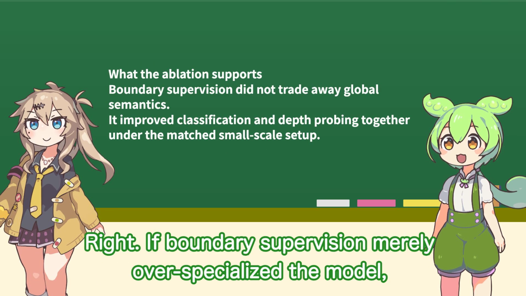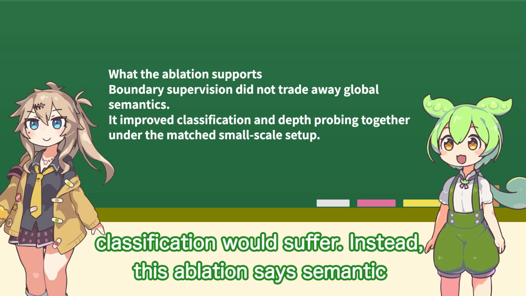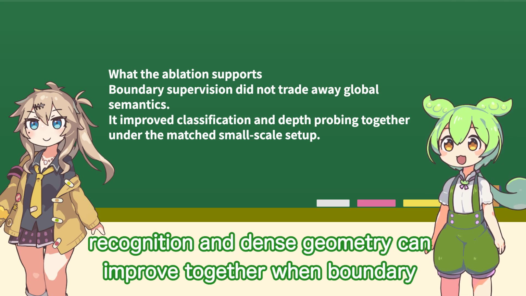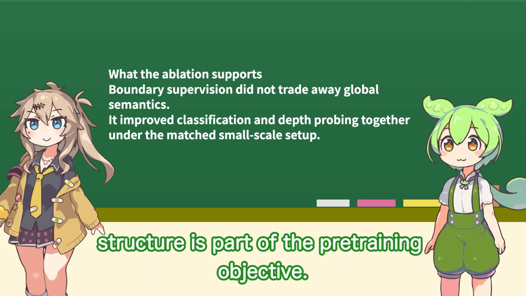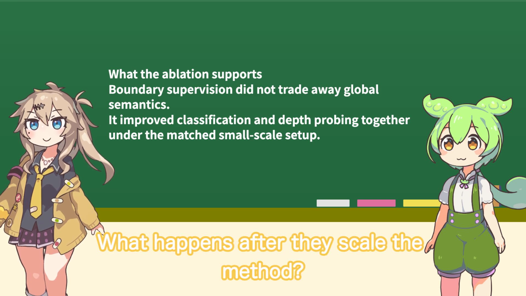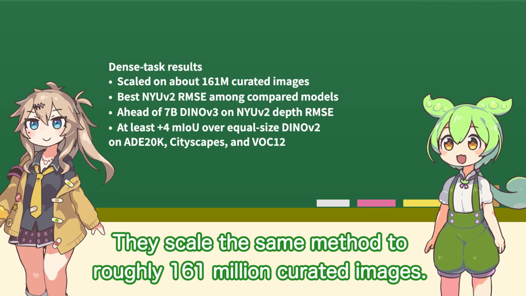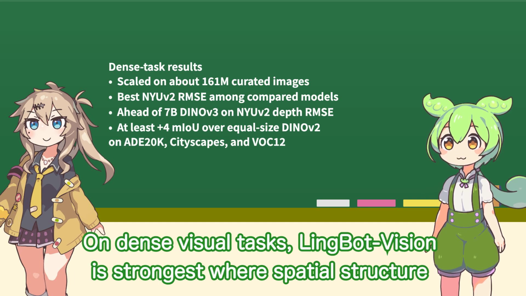Right. If boundary supervision merely over-specialized the model, classification would suffer. Instead, this ablation says semantic recognition and dense geometry can improve together when boundary structure is part of the pre-training objective. What happens after they scale the method? They scale the same method to roughly 161 million curated images. On dense visual tasks, Lingbot Vision is strongest where spatial structure matters.